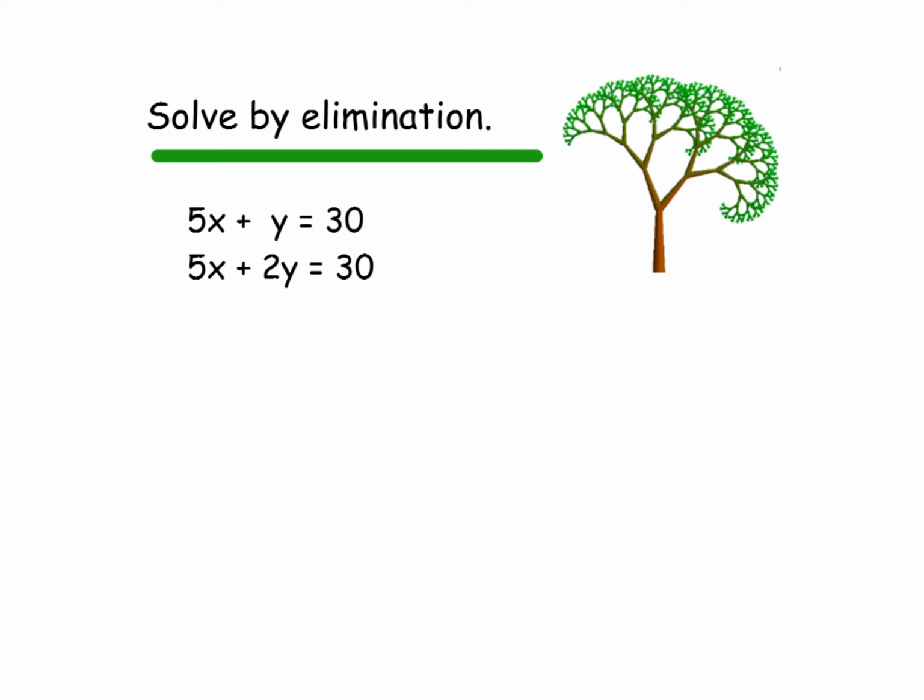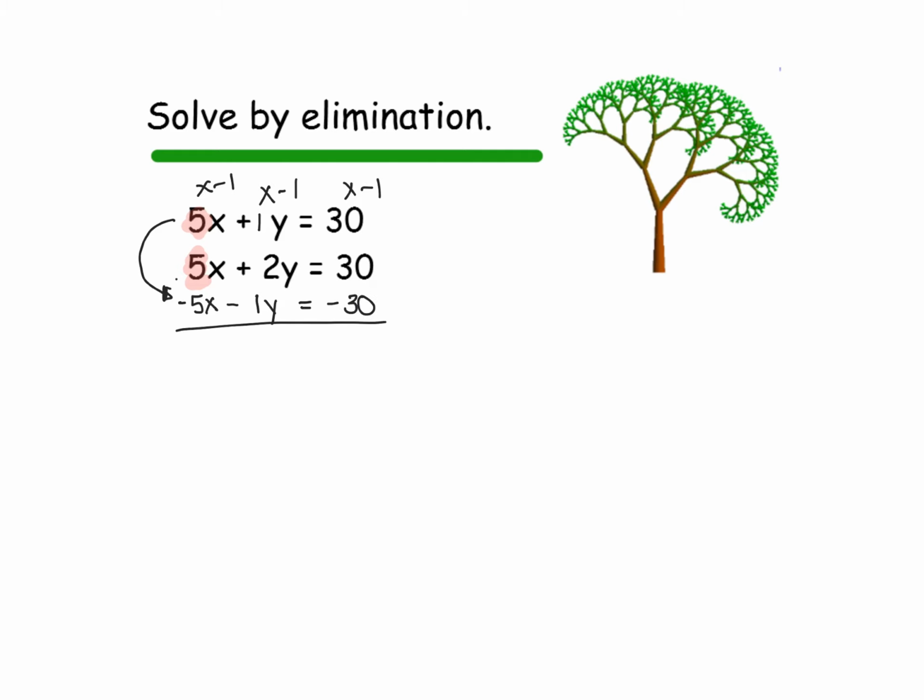When I look at this second example, I have a couple options, but since these 5s already match up, I just want one of them to be negative. So if I take this top equation and I multiply everything by a negative 1, that would help me cancel these out. And so I'll rewrite it right below. So 5 times negative 1 is negative 5x. 1 times negative 1 would get me negative 1y. 30 times negative 1 would get me negative 30.